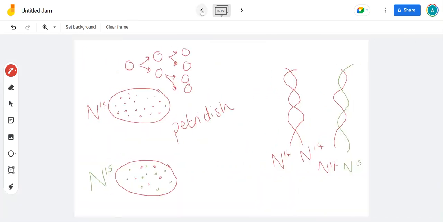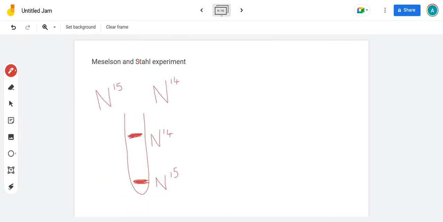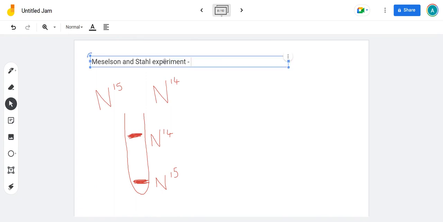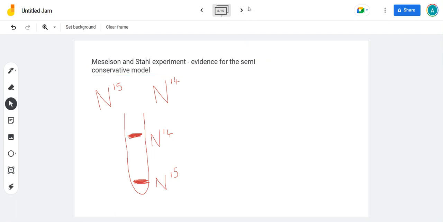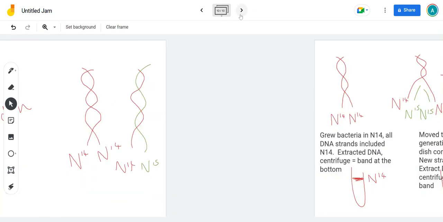That's really important. So if we go back to the heading here, just add on that the point of this experiment is it's evidence for the semi-conservative model. Now, the last thing is, what if they ask you what would happen if it wasn't semi-conservative?